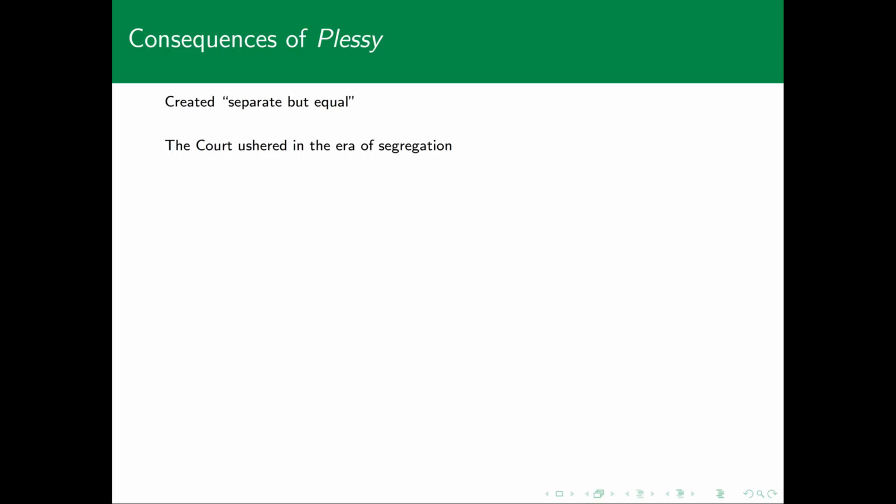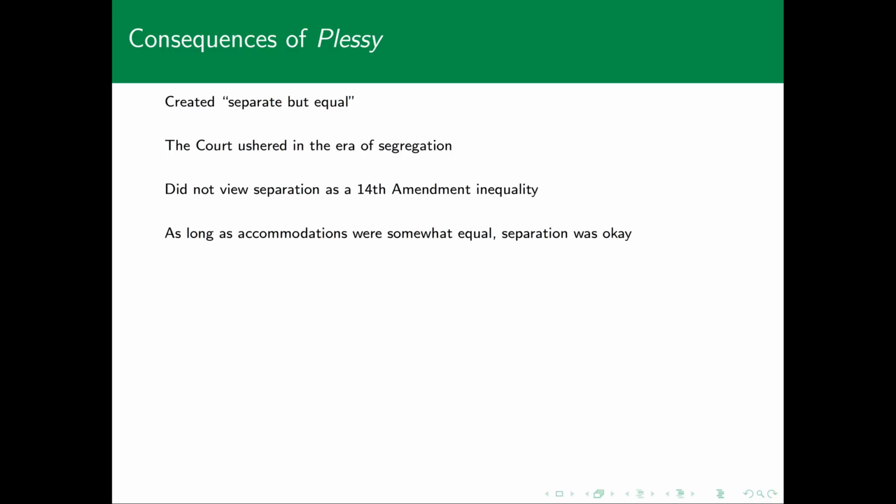The Supreme Court here did not view the segregation or the separation of the races as a violation of the 14th Amendment. They did not believe that was the inequality, or conversely, the equality that the 14th Amendment was talking about. They say as long as the accommodations were equal, somewhat equal, right? Equal enough. As long as the drinking fountains both spit out water, the separation is okay, according to the court here.